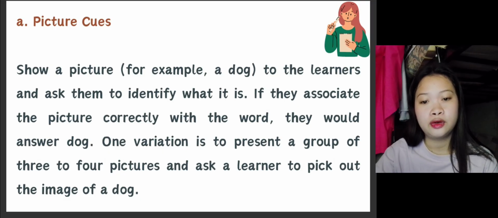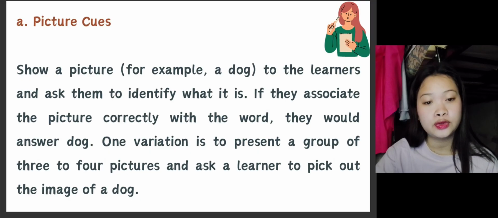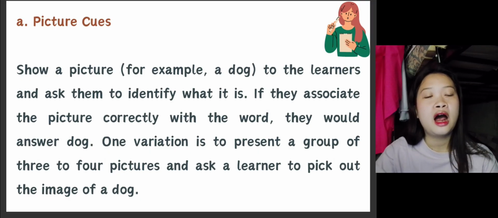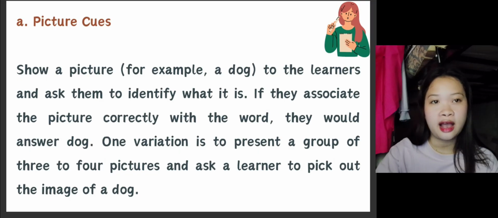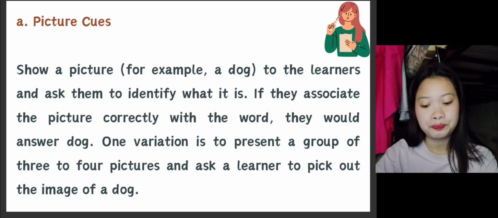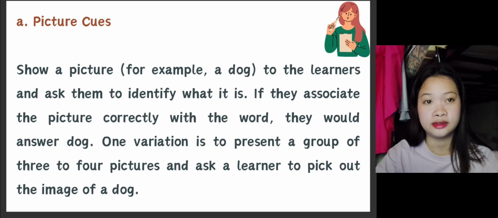Okay? So one variation also is to present a group of 3 to 4 pictures and ask a learner to pick out the image of a dog. So pwede po daw nga mag-show ta og 4 pictures. It could be a picture of animals. Okay, narito ang dog, narito ang cat, unsa pa? So pa yung mga types of animal, chicken, pig, mga ana. Tapos i-ask na to, okay, asa man dira ang picture, asa man dira ang dog. Okay, so kaila man sila sa dog, so ilang i-pick ang dog. Kaya asa man ang cat. Okay, so kaila man sila sa cat, so ilang i-pick ang cat. So mao na siya isa sa test sa vocabulary recognition test.